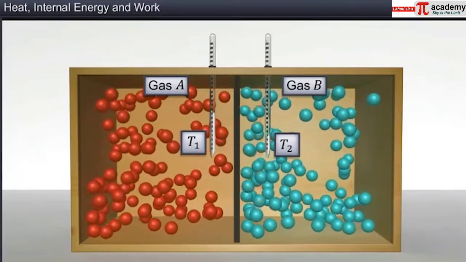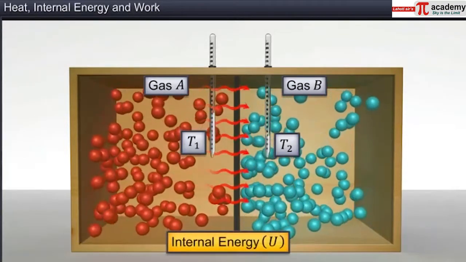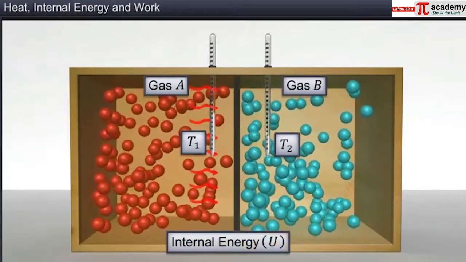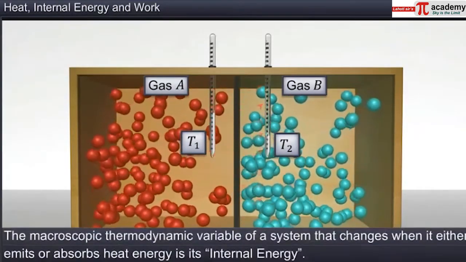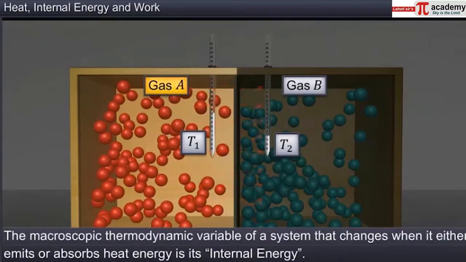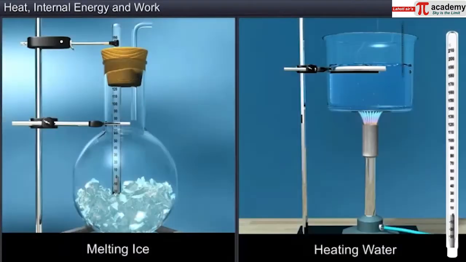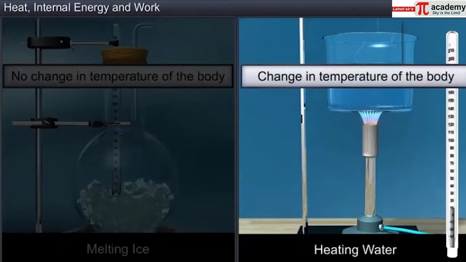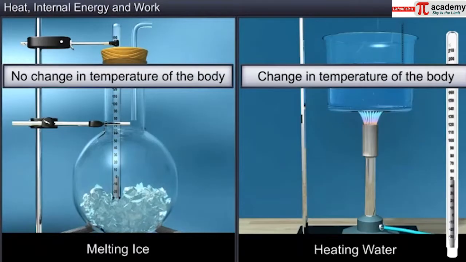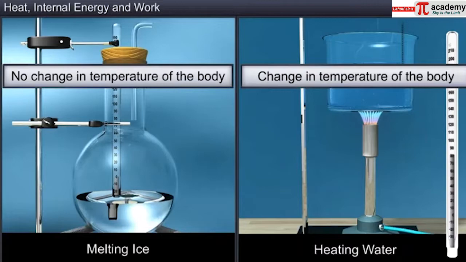In thermodynamics, the energy possessed by a system is internal energy, usually denoted by U. The internal energy of a system is the macroscopic thermodynamic variable that changes when it either emits or absorbs heat energy. The temperature of a body may or may not change when it absorbs or emits heat energy. But in both cases, the internal energy of the system changes.